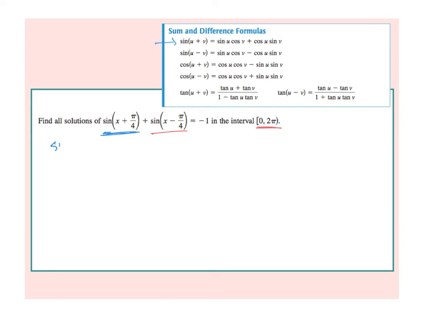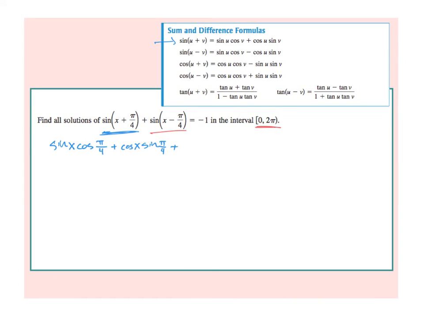All right, so that's what we're going to do. So now I have sine of x and then cosine of pi over 4, and then plus cosine of x sine of pi over 4. And then plus, now I'm going to use this one. So which one do I use on that one? All right, I use the second one. So now I have sine of x cosine of pi over 4, and then minus cosine of x sine of pi over 4 is equal to -1.